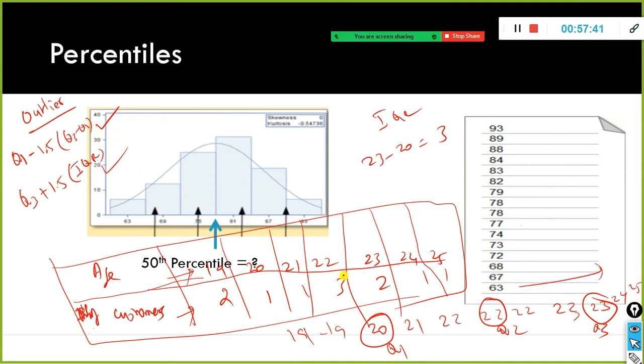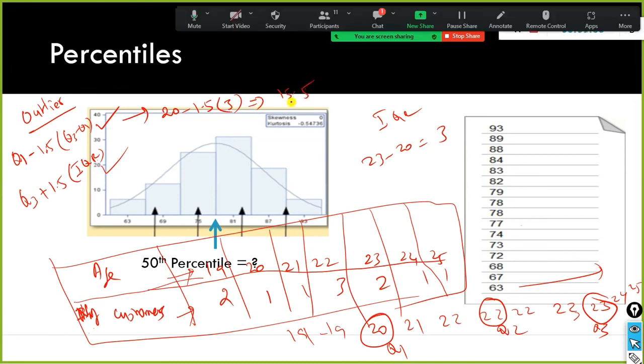So now you just plug in the value and tell me what is the Q1 value, 20 minus 1.5 into what is the IQR, 3. 3 into 1.5 is how much? 4.5. 20 minus 4.5, how much? 15.5. Okay. So which means any value which is less than 15.5 is considered as an outlier, but in our case obviously we don't have any outlier. Very good. So what you said was correct.